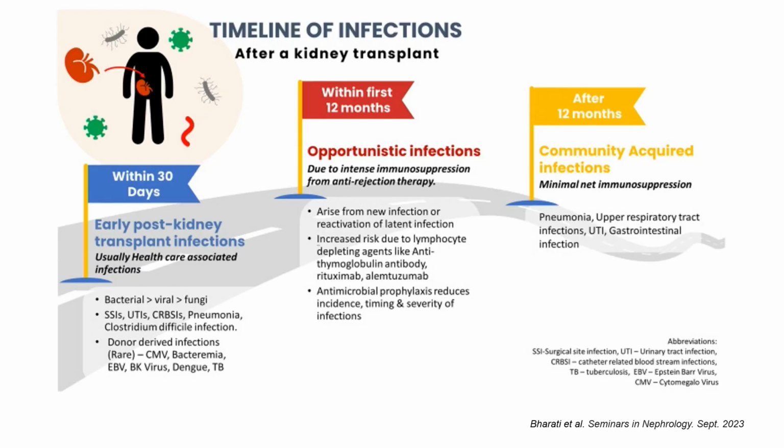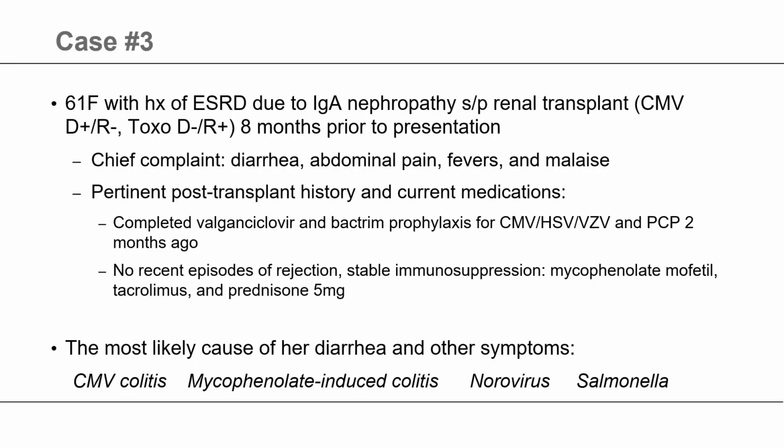So another way to think about the timeline of infections, if we think about within the first 30 days, we think about those early post-kidney transplant infections that are usually healthcare-associated infections somehow. And then within the first 12 months, those opportunistic infections, and then afterwards. But I think the important thing throughout all of this is that we can see our friendly virus, CMV, at all different points. So let me take a case here.